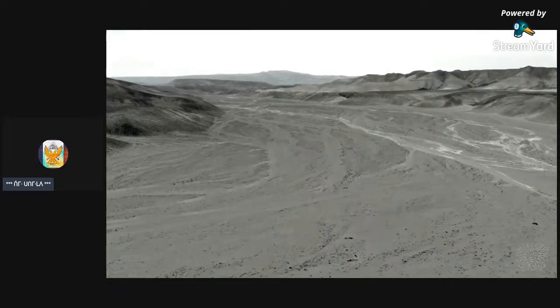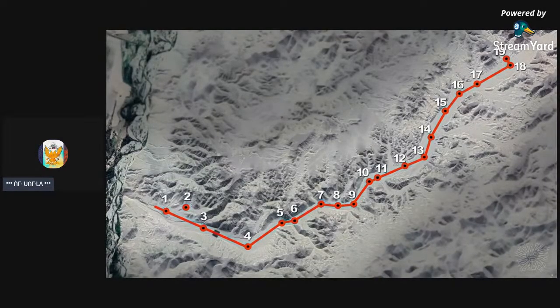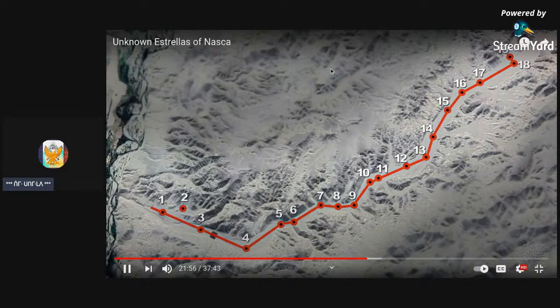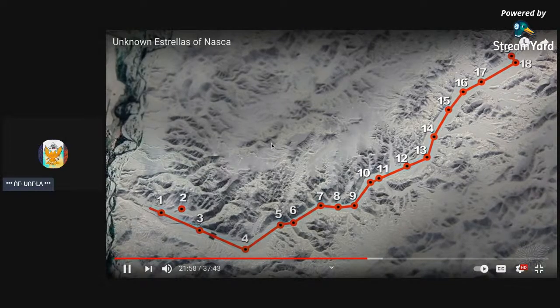18th figure, however, the center line does not continue. The only exception to the diagram is the second geoglyph.